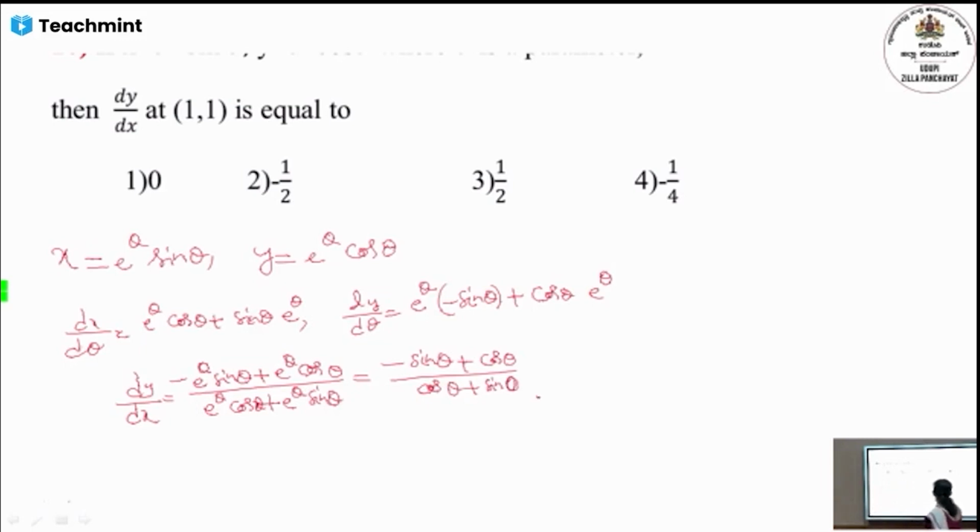Here the derivative is asked at which point? At x is equal to 1 and y is equal to 1. So x is 1 means e power theta sine theta is 1. Okay, I can retain that as it is.